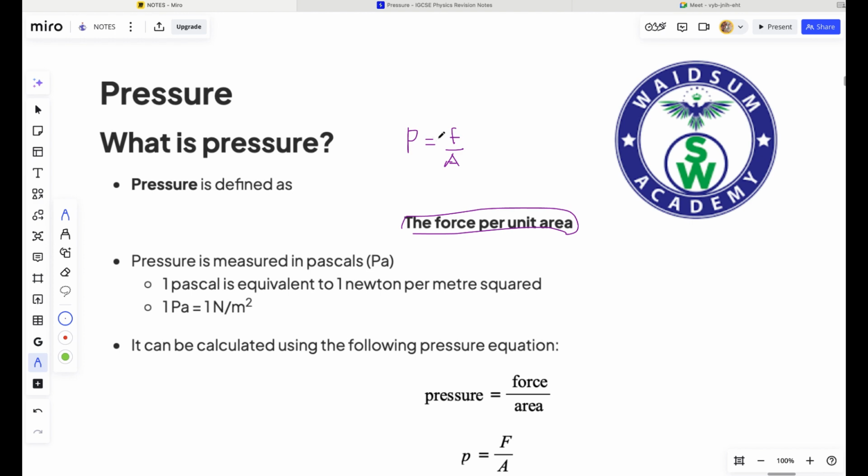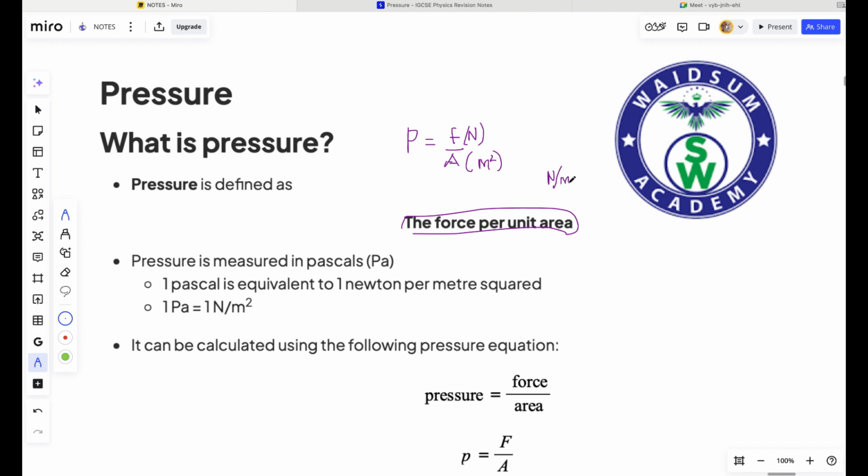Now we say that pressure is force in newtons over area in meters squared. The unit of force is the newton. The unit of area is meters squared. Which gives us the unit of pressure to be newton per meter squared. In case you don't know, you can derive the units also. This newton per meter squared is what we call the pascal.